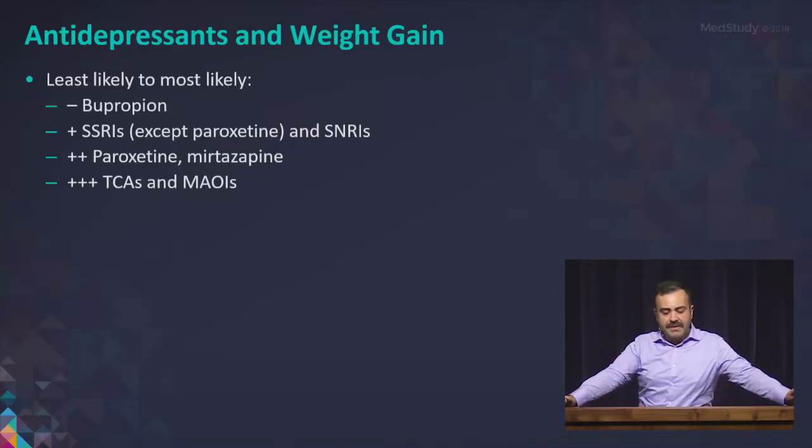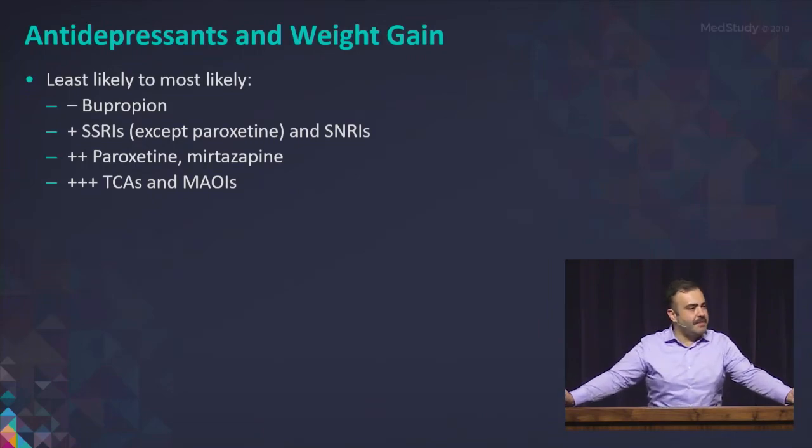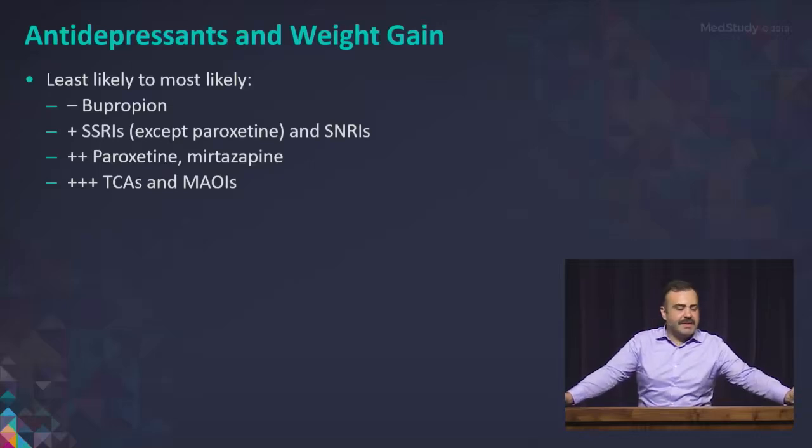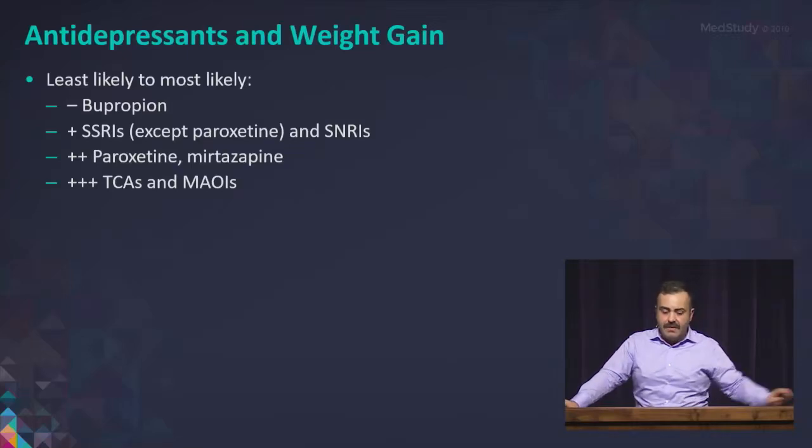As primary care providers or internists, the topic of weight gain will come up a lot with your patients with depression. And so I put this slide here, classifying antidepressants, all of them, from least likely to cause weight gain to the most likely. Bupropion, very unlikely, it causes weight loss. SSRIs, I put 1+ in front of them. SNRIs, 1+. They cause a little bit of weight gain, 2 to 5 pounds, with the exception of paroxetine, which causes more. Paroxetine and mirtazapine can cause 5 to 10 pounds. And TCAs and MAOIs cause a lot of weight gain.